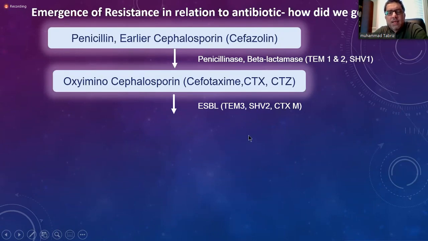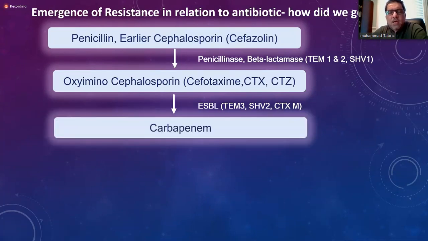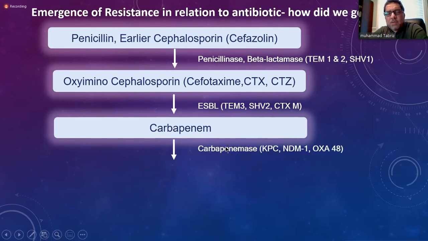Then what we did in the late 80s was produce carbapenem drugs, right? And bacteria, to survive, started producing something called carbapenemase. These are also beta-lactamases, called carbapenemases, like KPC, New Delhi metallo-beta-lactamase, and OXA-48, which we'll talk about down the line. Carbapenems like imipenem and meropenem are being used so widely, especially in Bangladesh, that 70% of these organisms became carbapenem resistant, like carbapenemase-producing organisms.